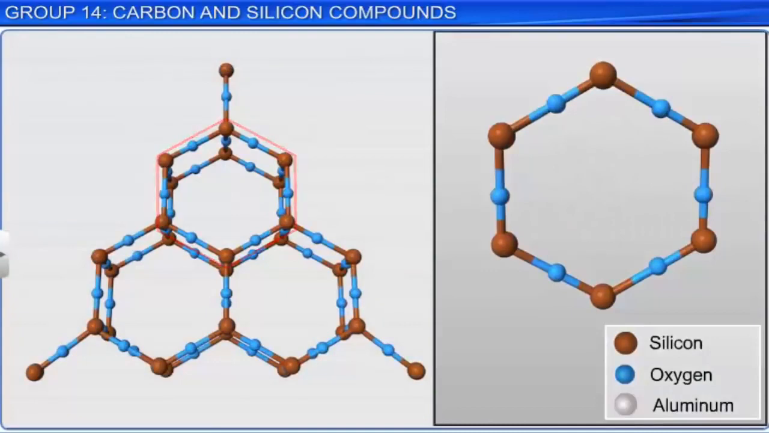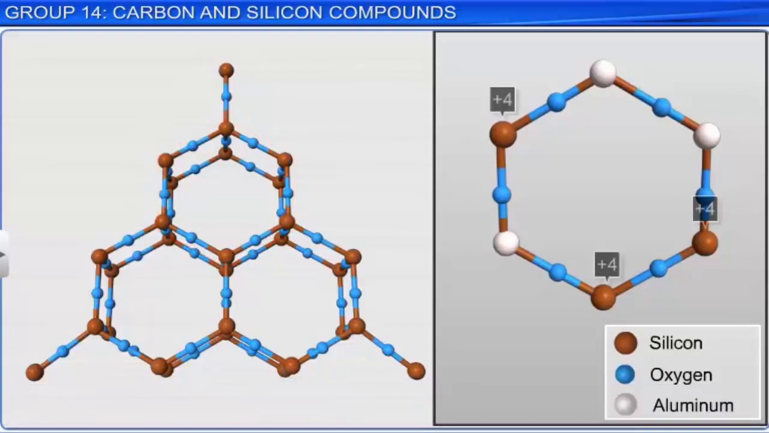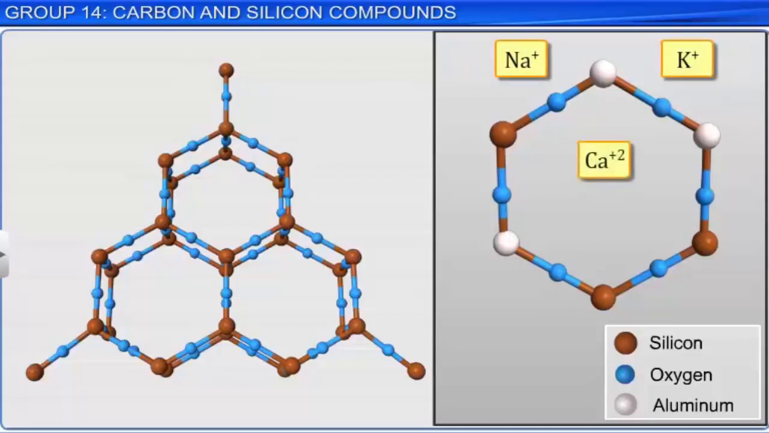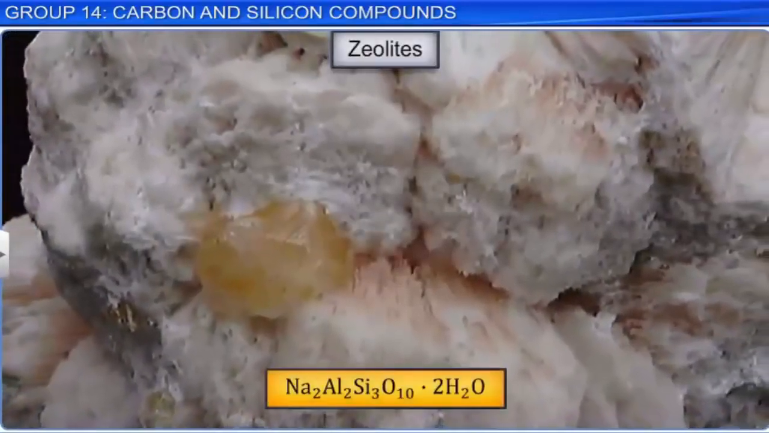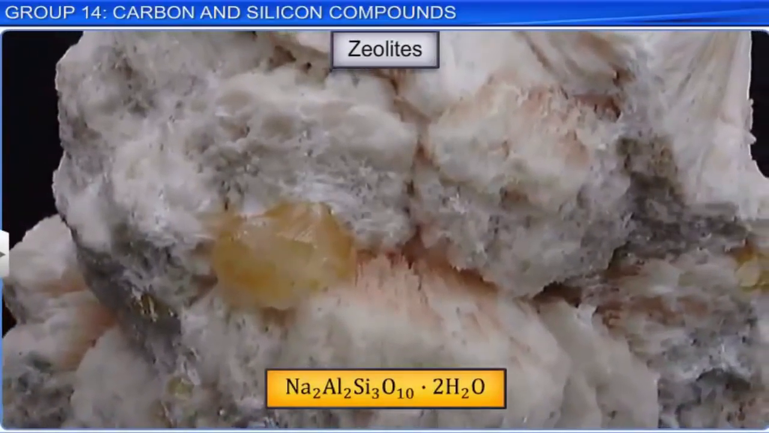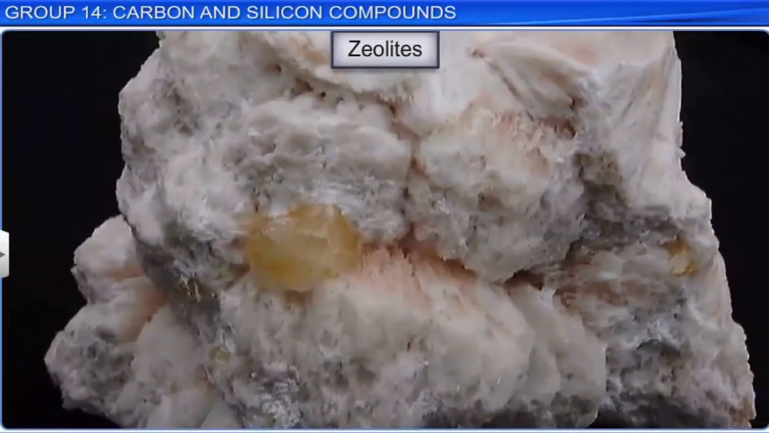Aluminosilicates form when aluminium atoms replace a few silicon atoms in silicon dioxide. Since an Si atom with a +4 oxidation state is replaced with a +3 aluminium ion, cations such as sodium ion, potassium ion, or calcium ion are needed to balance the charge. Zeolites are hydrated aluminosilicates. They are microporous, with tiny cavities in their structures, as shown in the illustration.